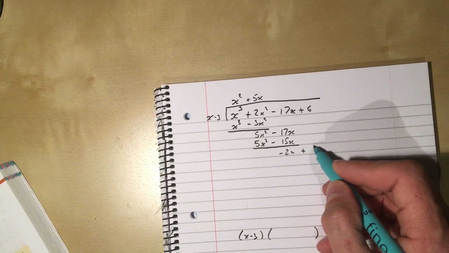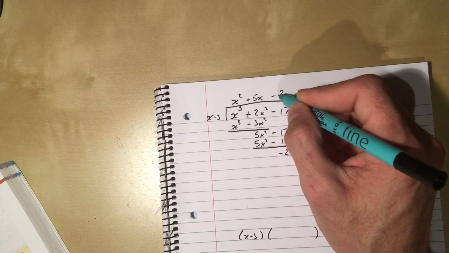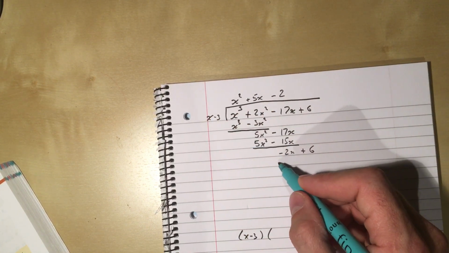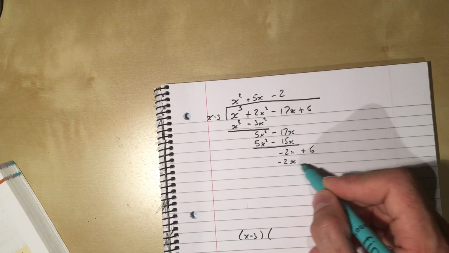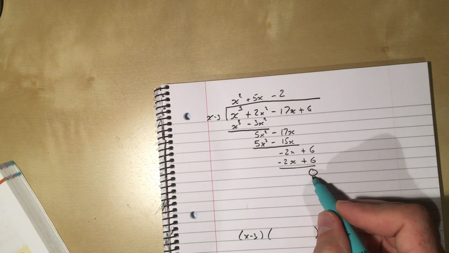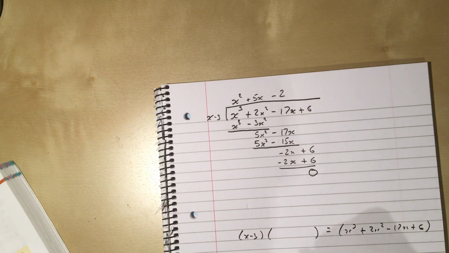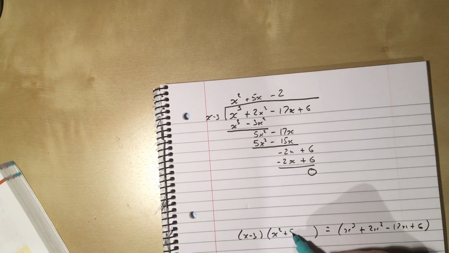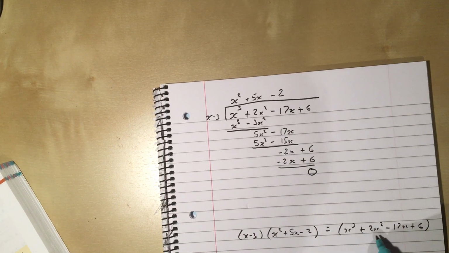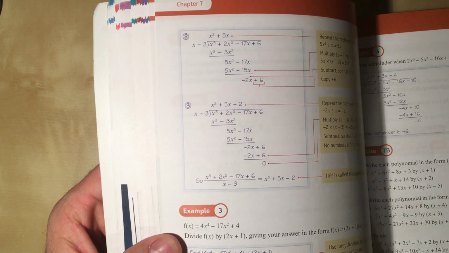Bring the 6 down. First term divided by first term gives me minus 2. This thing times this thing, we get minus 2x plus 6. That, take away that, gives me 0. I've got a 0, so I know I've finished, and there's no remainder. So I know that x minus 3 times by x squared plus 5x minus 2 equals x cubed plus 2x squared minus 17x plus 6. Okay? Or as they give it in the book, that cubic divided by that linear term equals that quadratic.